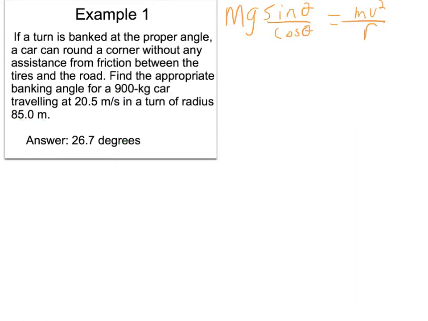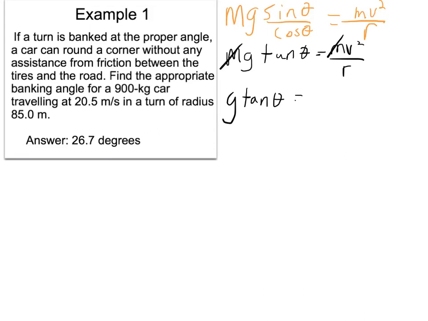And remember, I'm solving for theta. The reason I rearranged sine over cosine is because I realized that that was going to be tangent. So mg tan theta equals mv squared over r. That helps me out because now I only have one theta to worry about. Both sides are just multiplied, so the m's can cancel real fast. We get rid of that. We've got g tan theta equals v squared over r.